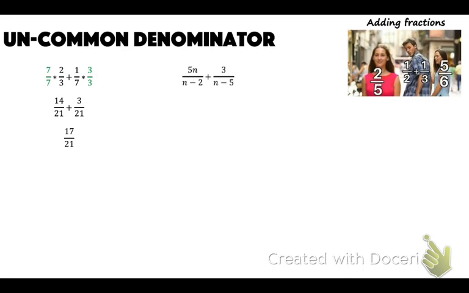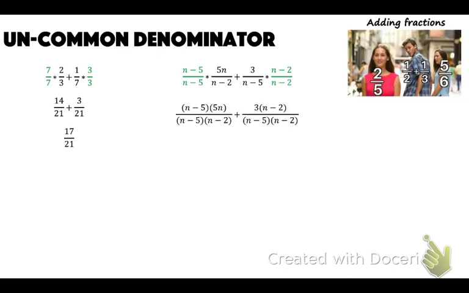Okay, so if we have something that looks more like this, well, we're going to do exactly what we did on that other one. I'm going to multiply that n minus 5 to the first fraction, and I'm going to multiply the n minus 2 to the second fraction. Now, when I do that, I'm going to have n minus 5 times 5n, and then 3 times n minus 1. And then on the bottom, just leave them factored. So it's n minus 5 and n minus 2.